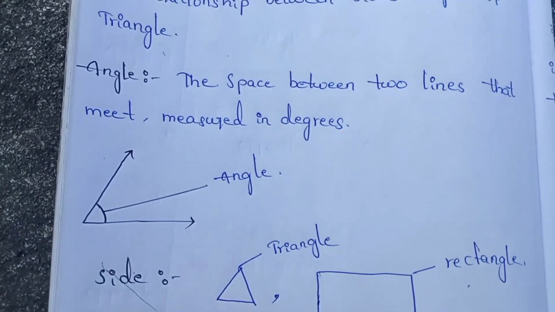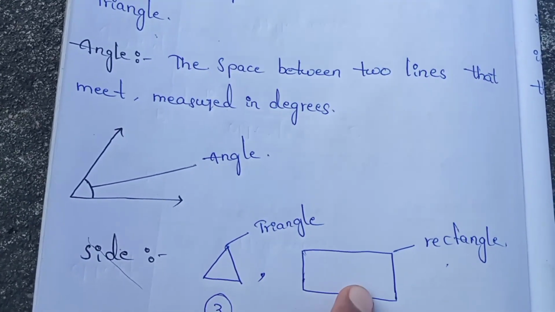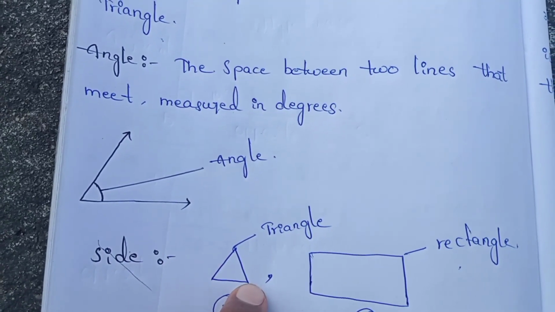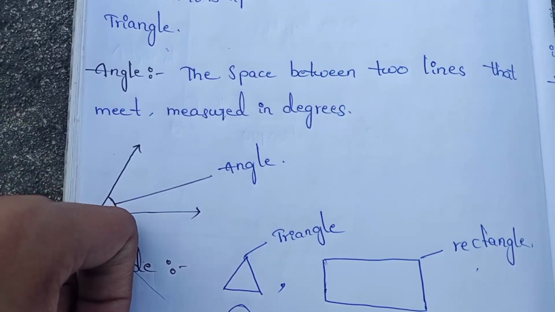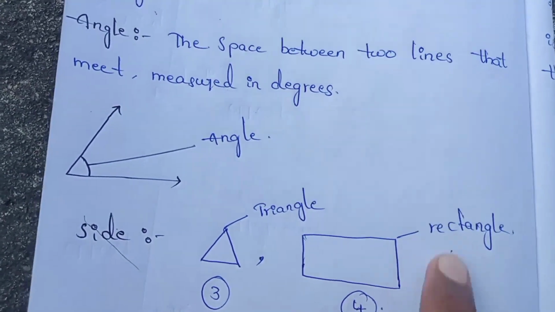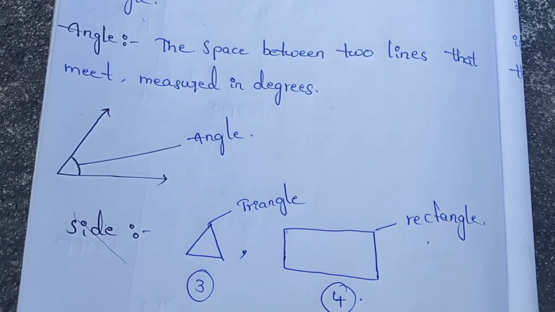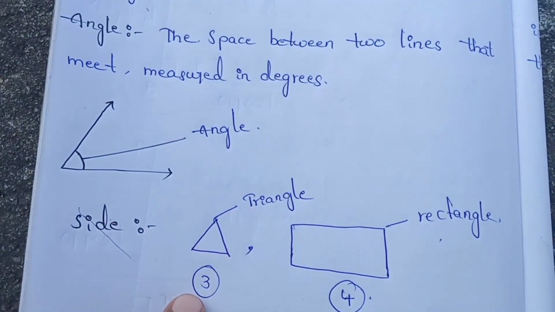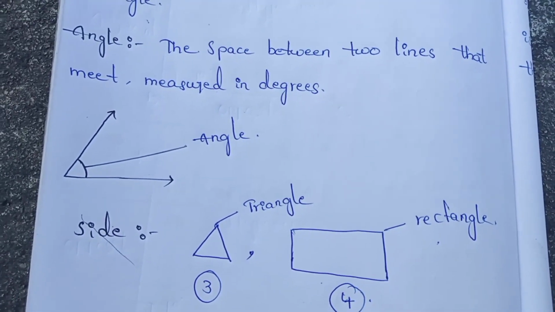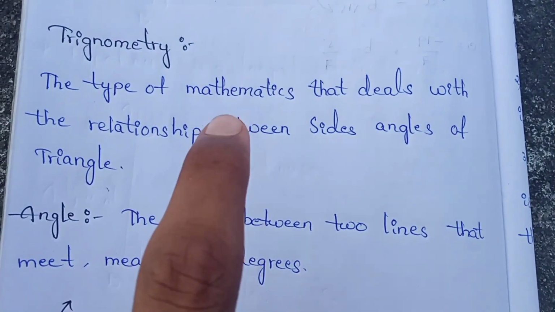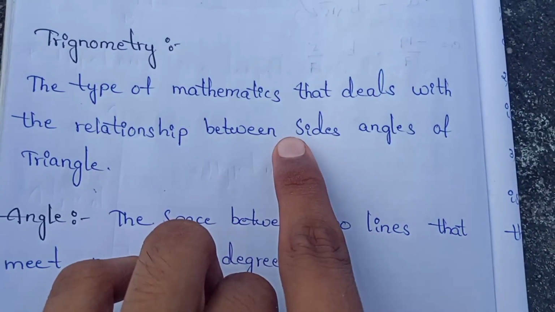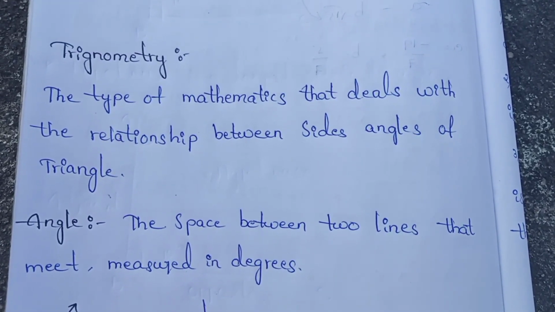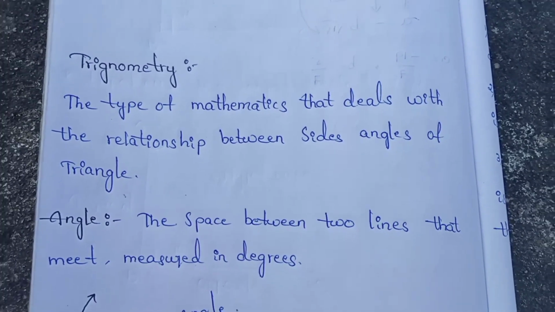And what is a side here? This is a triangle and this is a rectangle. These lines are called sides. One side, two sides, three sides. How many sides does a rectangle have? Four sides: one, two, three, four. A triangle has three sides and a rectangle has four sides. Like that, trigonometry deals with the sides and angles of a triangle. Now we are going to discuss the topic.